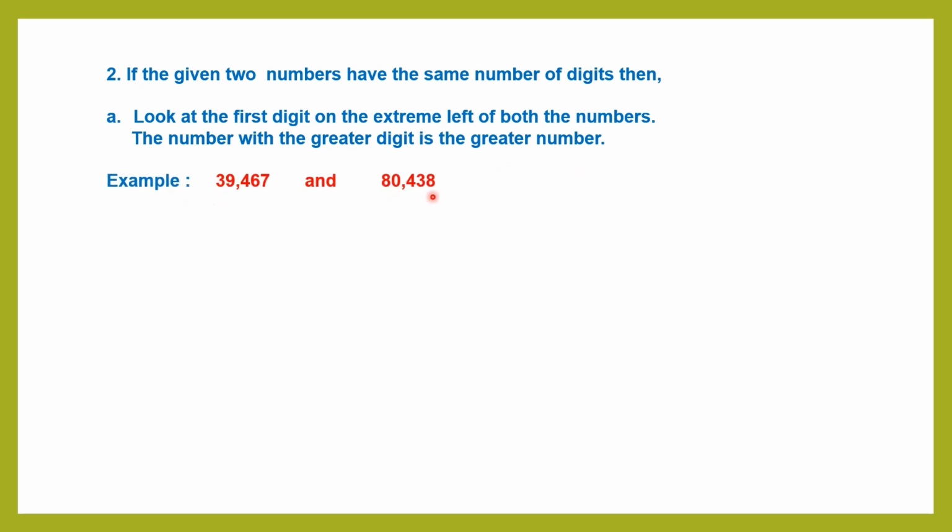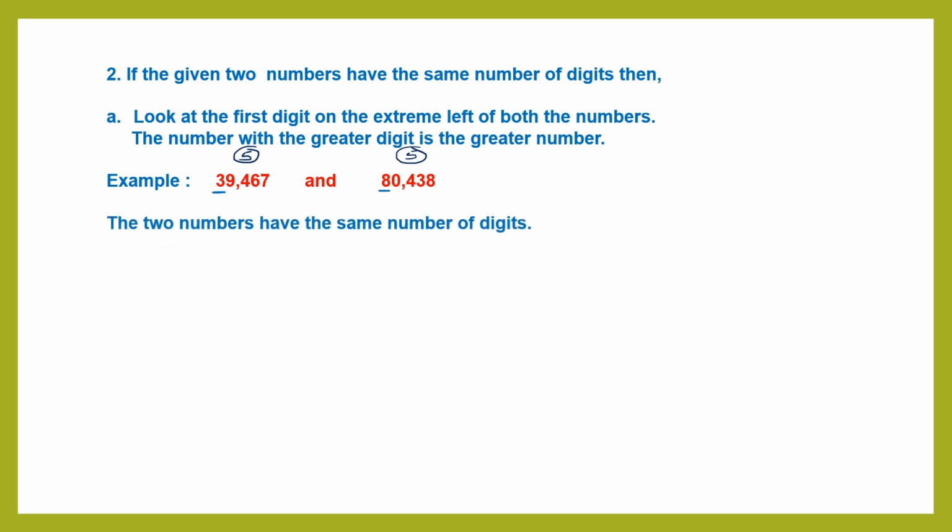Now we have taken an example here. Let's count the number of digits. Here 1, 2, 3, 4, 5. So there are 5 digits here. Now the other number, 1, 2, 3, 4, 5. Both are 5-digit numbers. So in this case, what do we do? We look at the first digit on the extreme left. Left is here. Extreme left is here. The first digit here, as you can see, on the left side is 3. And in the second number, it is 8.